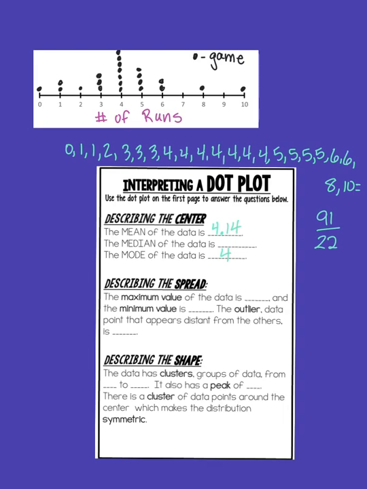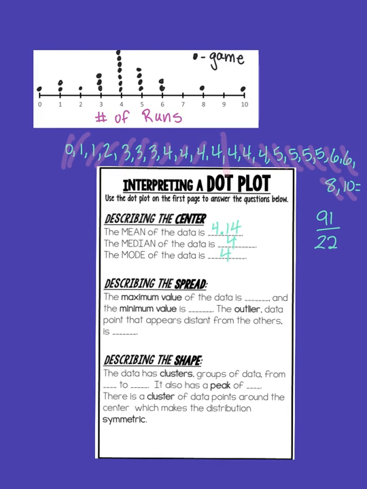Now I need to find the median. To do that, I'm going to cross one out, cross one out, cross one out, cross one out, and so forth. When I do that, I'm going to see that I'm left with 4 and 4, and the middle of 4 and 4 is just 4. So my median is 4.